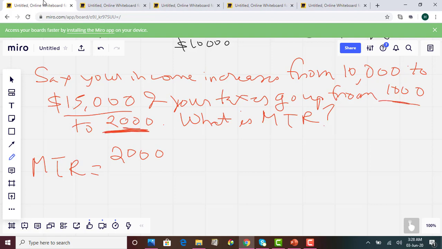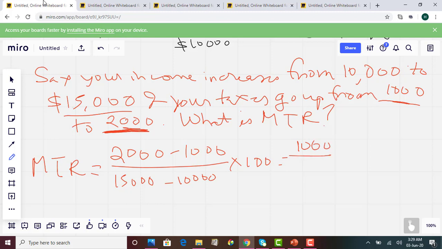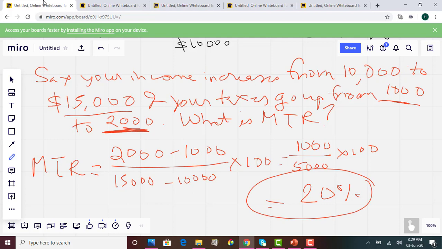You were paying $1,000, so 2,000 minus 1,000, divided by your change in income, 15,000 minus 10,000, times 100, because it's a rate, we have to multiply. So we have 1,000 divided by 5,000 times 100, and that is equal to 20%. So basically, on the extra 5,000 income, you are paying 20% taxes, and that's your marginal tax rate.